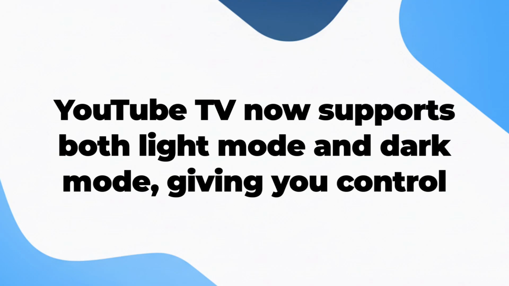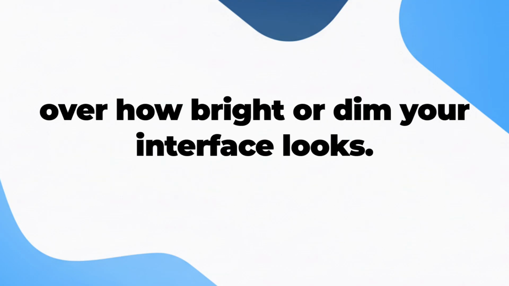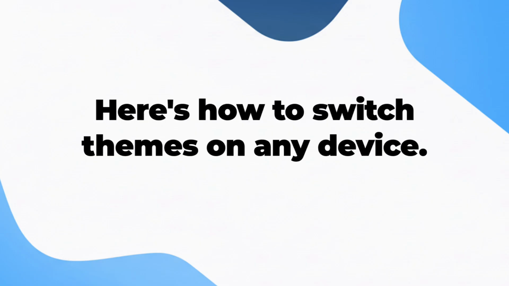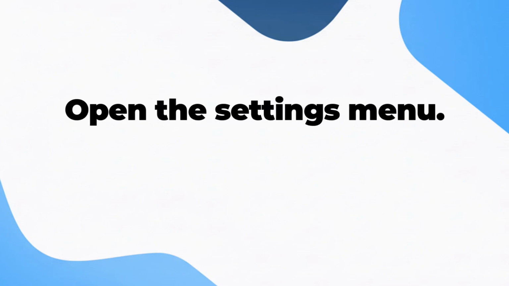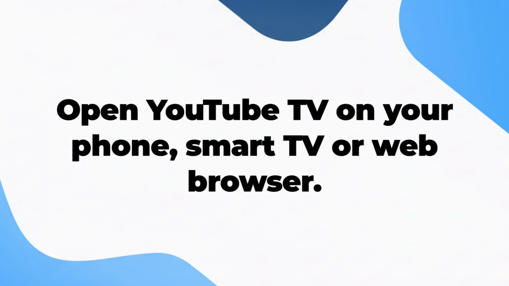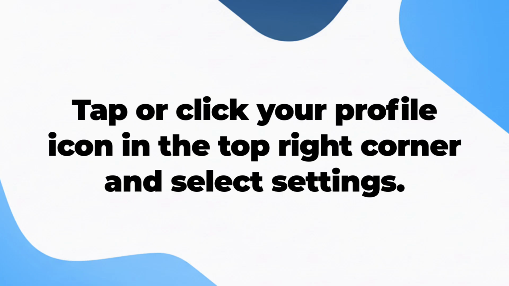YouTube TV now supports both light mode and dark mode, giving you control over how bright or dim your interface looks. Here's how to switch themes on any device. Step 1. Open the Settings menu. Open YouTube TV on your phone, smart TV, or web browser. Tap or click your profile icon in the top right corner and select Settings.